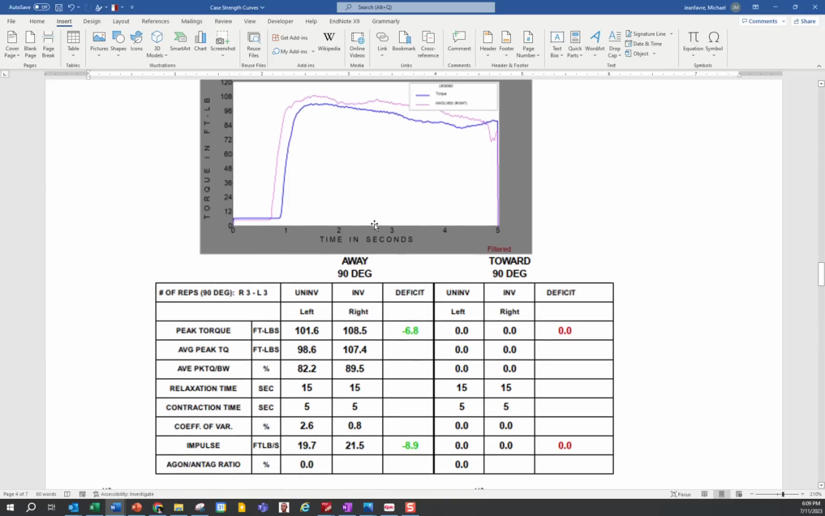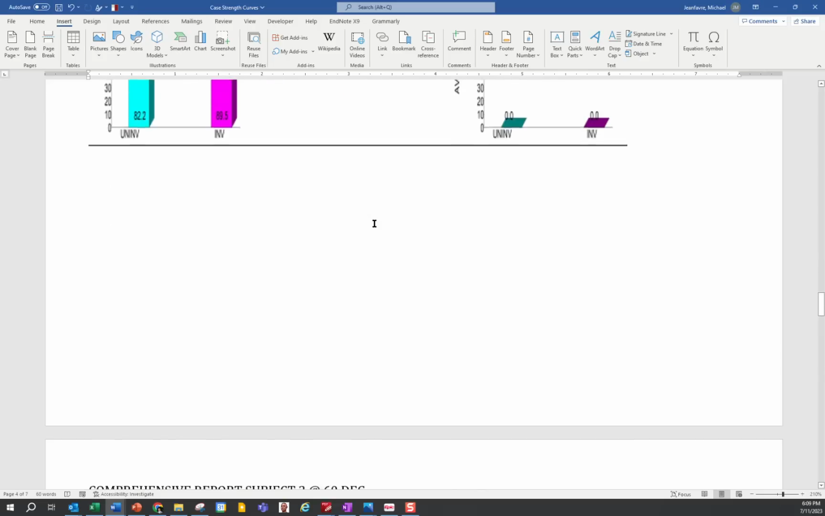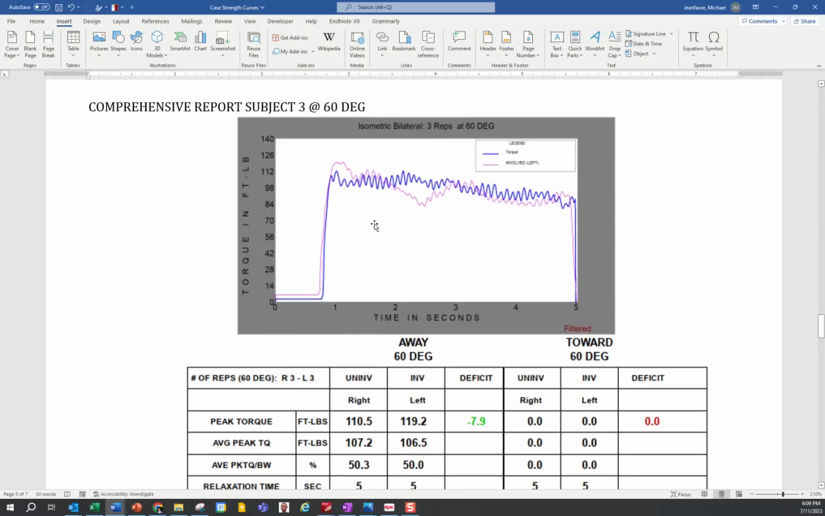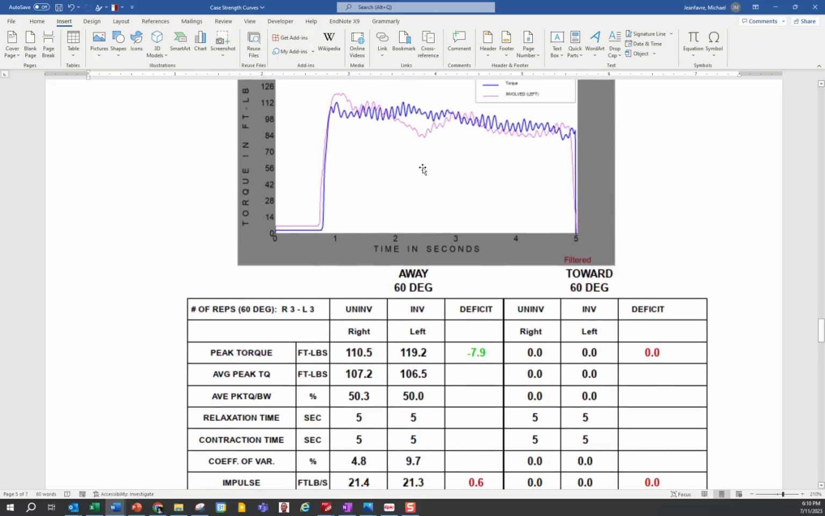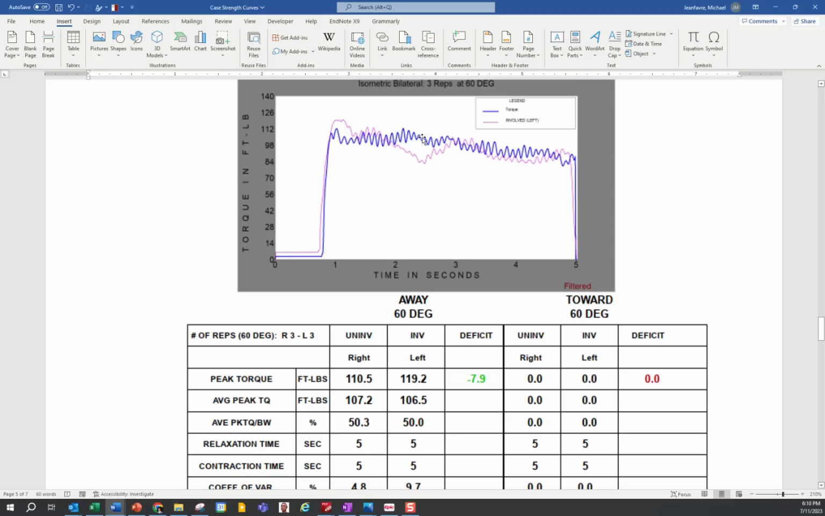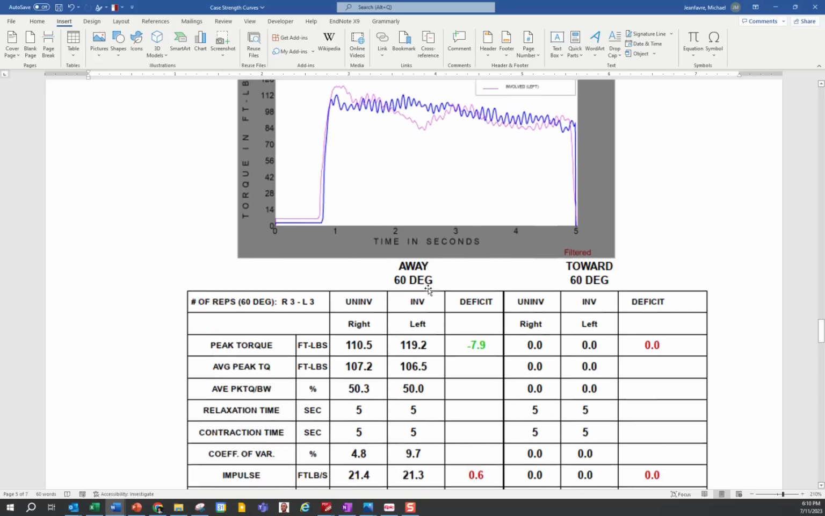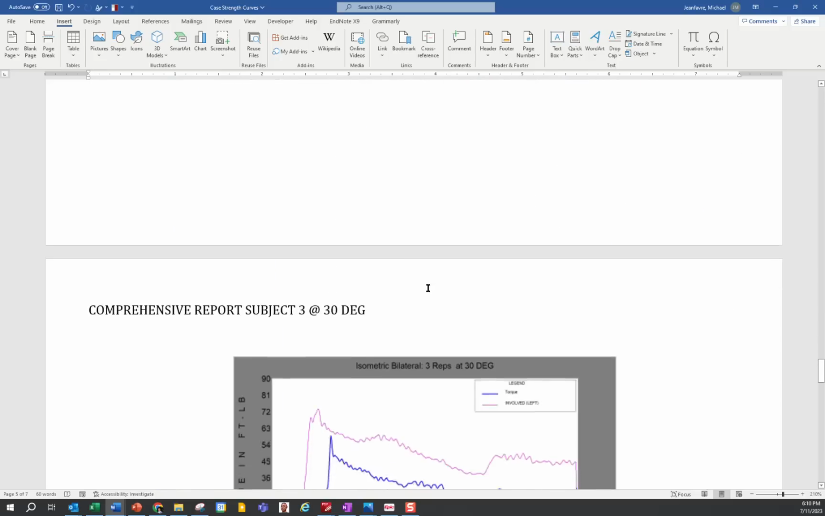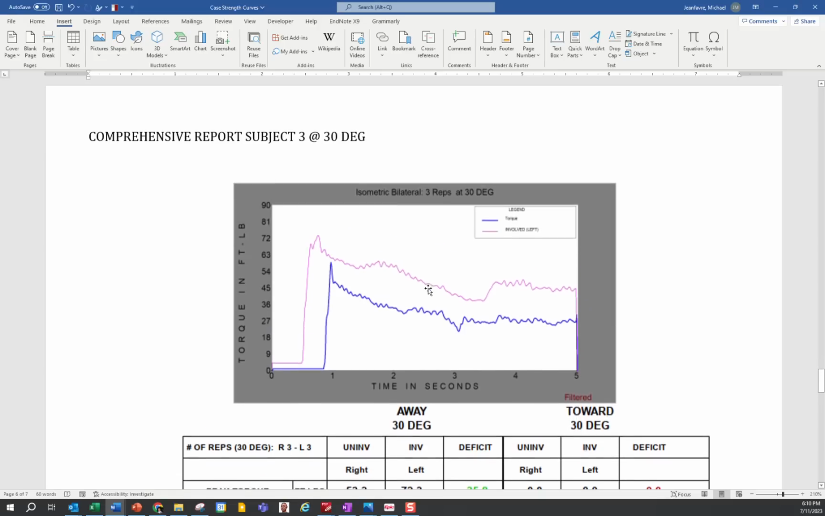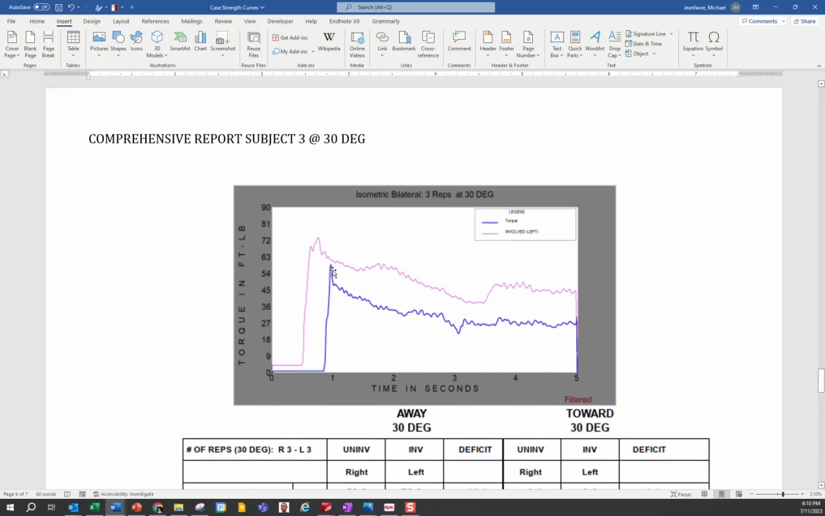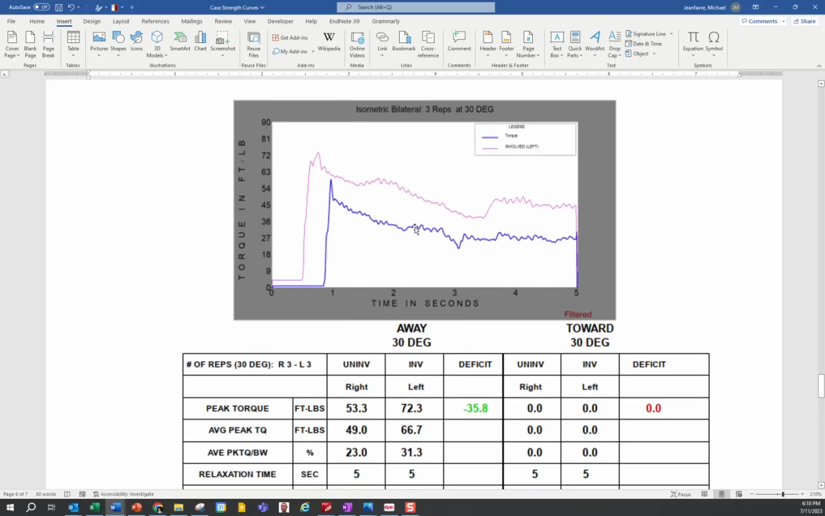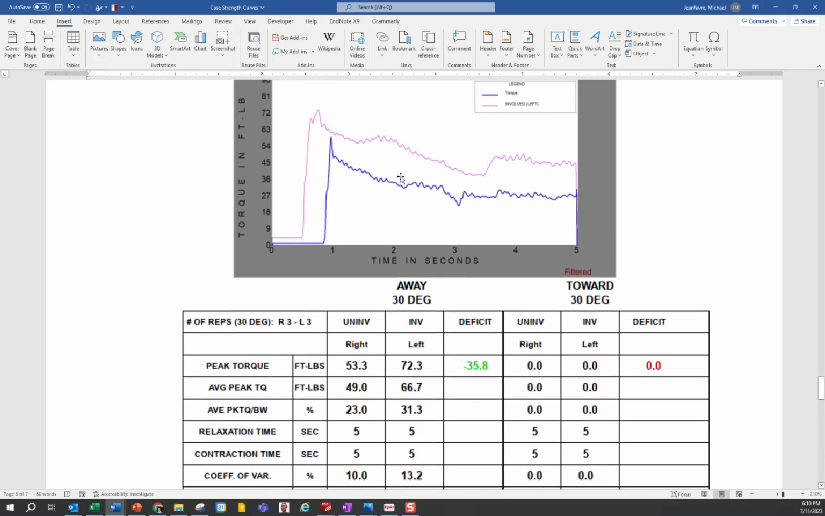For our individual, specifically when we look at him at 60 degrees, you can see again the abnormality in the curvature of the strength curve and the inability to sustain a steady force output. And then when we look at 30 degrees, it's even more dramatic, where you get the inability to sustain force, the inability to recruit motor units on a sequential basis, and then we also have a substantial asymmetry from side to side of 35%.